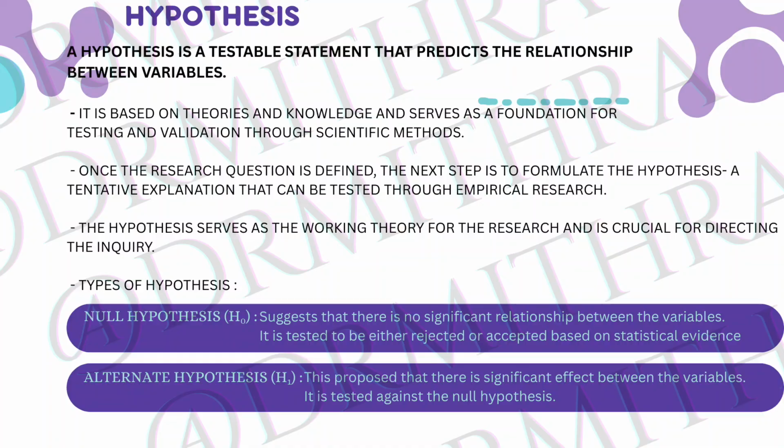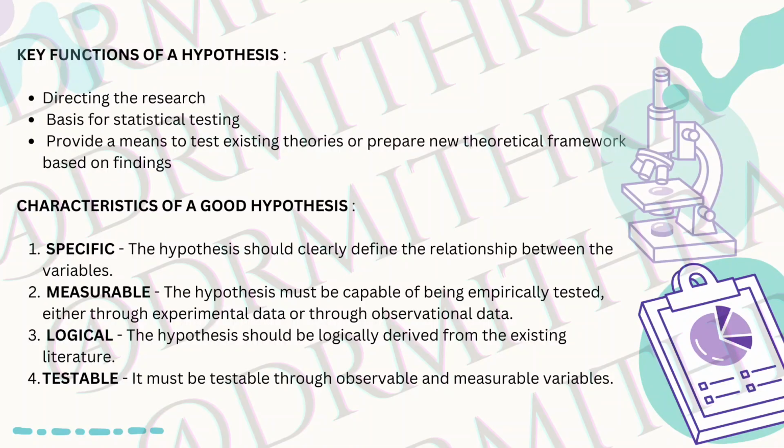So how to make sure your hypothesis is a strong one? There's a simple checklist of characteristics of a good hypothesis. It should be specific, measurable, logical, and testable. Specific, as in it should clearly state which variables are related. It should clearly define the relationship between the variables. It should be measurable, able to collect data to test it. It must be capable of being empirically tested, either through experimental data or through observational data.